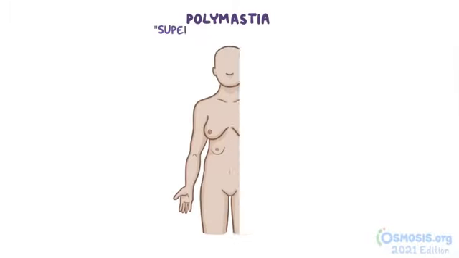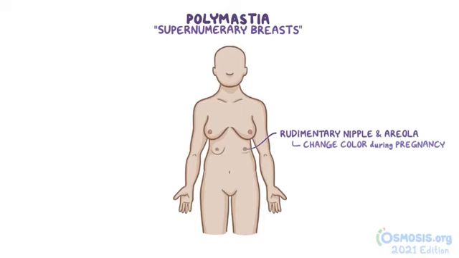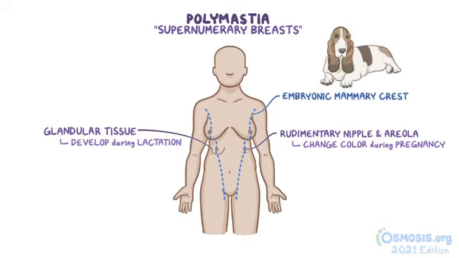A less worrisome breast clinical condition is polymastia, or supernumerary breasts. They are smaller than the usual breasts and consist of only a rudimentary nipple and areola, which can be mistaken for a mole until they change their color during pregnancy. They might even have glandular tissue that can develop during lactation. Supernumerary breasts can appear anywhere along a line that extends from the axilla to the groin. That's because this is the location of the embryonic mammary crest from which the breasts develop and along which breasts develop in animals with multiple breasts, such as female dogs.